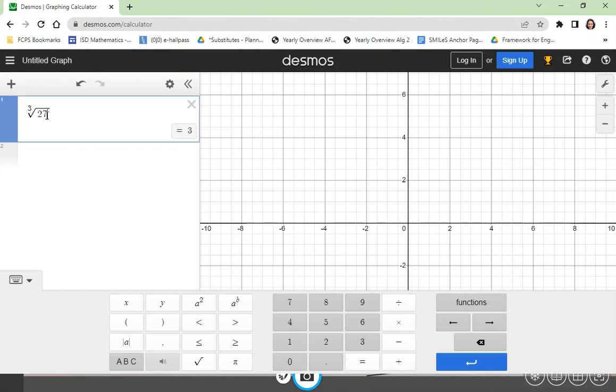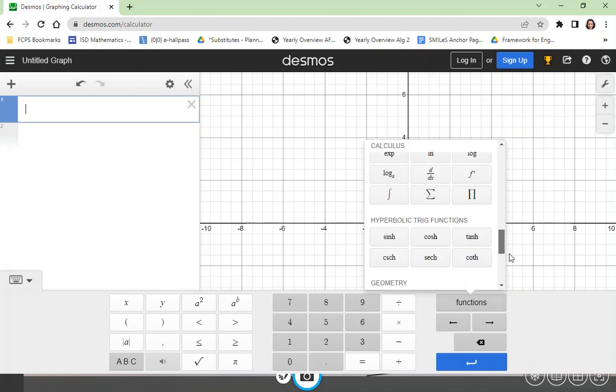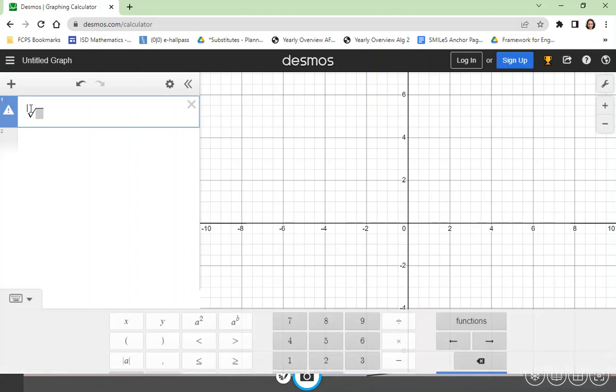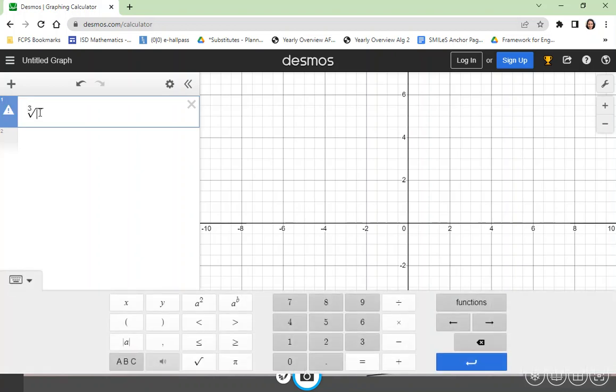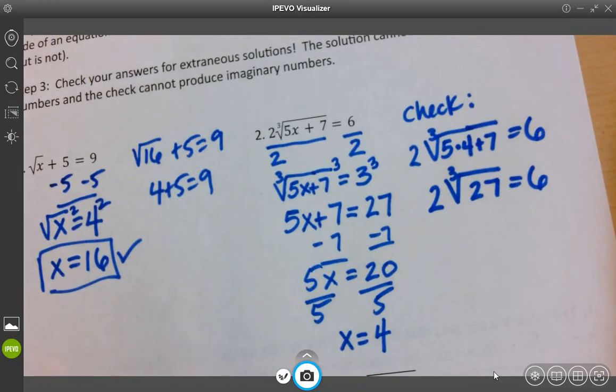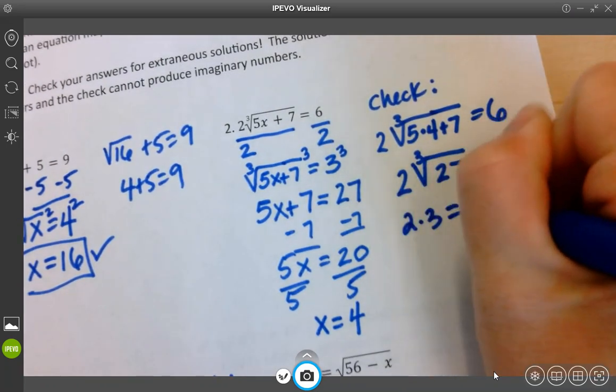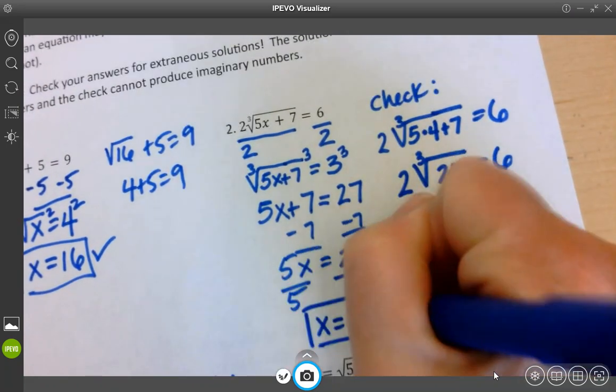I think at one point I had to do cube root of 343 and I was like, I don't know that. So I can do the same thing if I want to do cube root of 343. Okay, and it's 7. But that's not what we're doing. We were doing cube root of 27, which was 3. So we had 2 times 3. And that does equal 6. So that means my answer checks out.